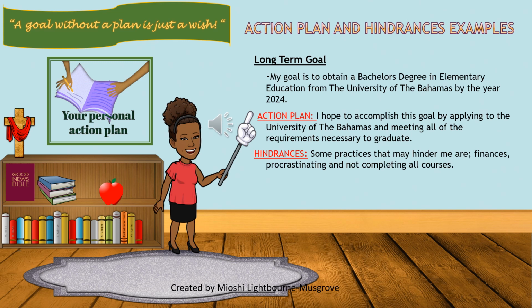Long term goal. My goal is to obtain a bachelor's degree in elementary education from the University of the Bahamas by the year 2024. Your action plan. I hope to accomplish this goal by applying to the University of the Bahamas and meeting all the requirements necessary to graduate. Some practices that might hinder you are finances, procrastinating, and not completing all courses.